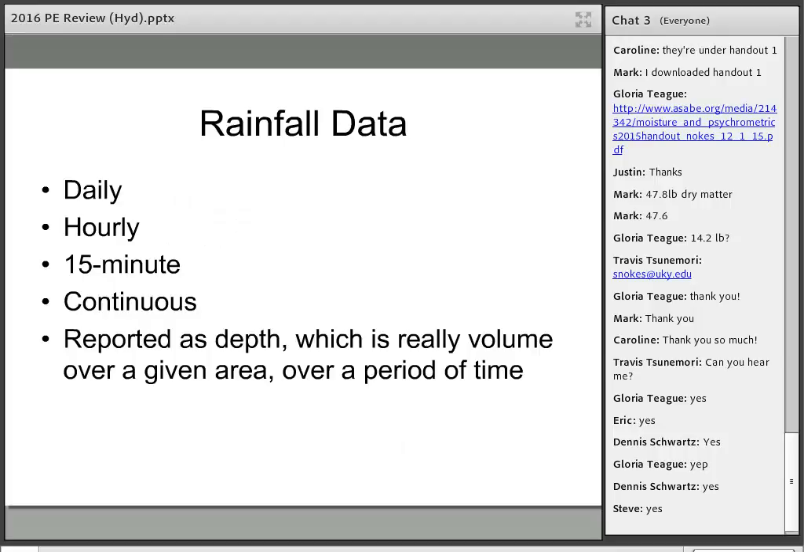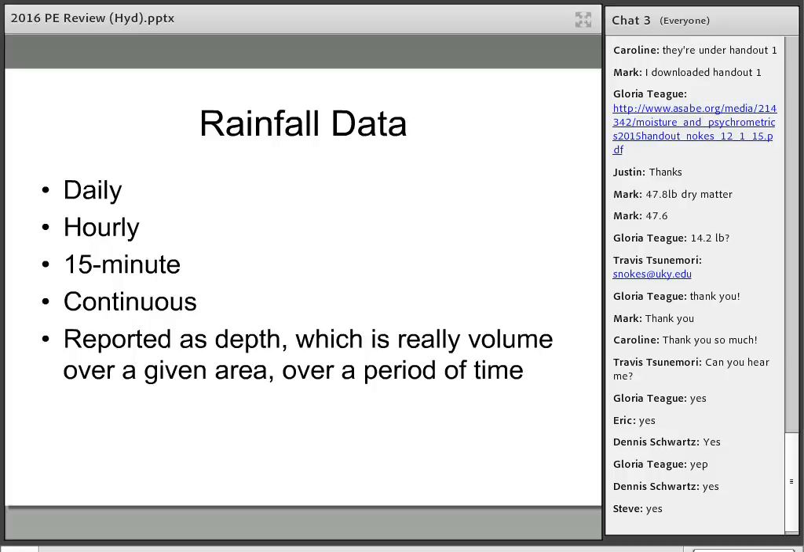Rainfall data is out there. National Oceanic and Atmospheric Administration collects an immense amount of data, and it's tabulated on a daily basis, hourly basis, 15-minute basis, and then if the gauges that they're using are such that they can get a continuous report, those are out there. Now, usually those are more on the research kind of situation rather than maybe NOAA collecting it for everybody, but it's possible.